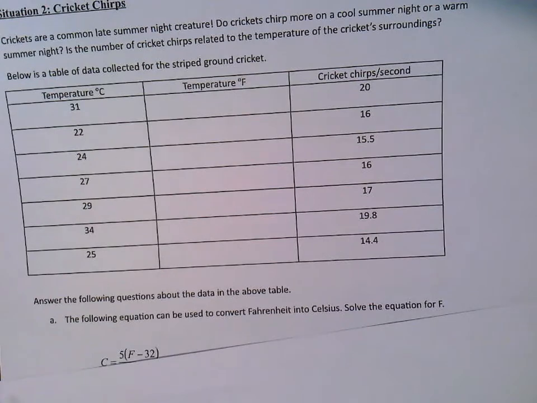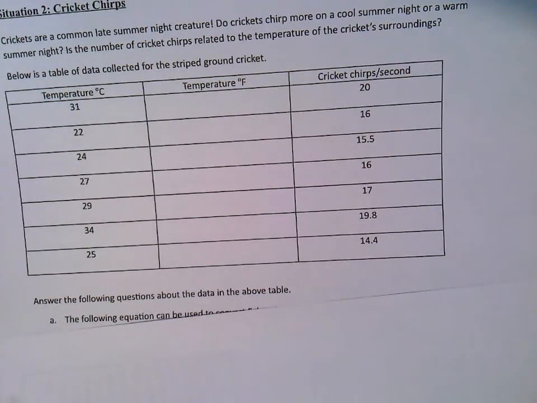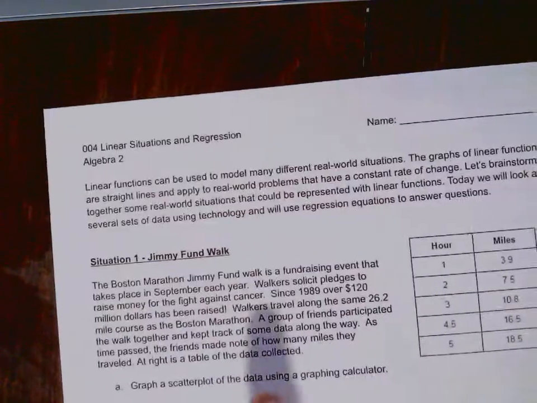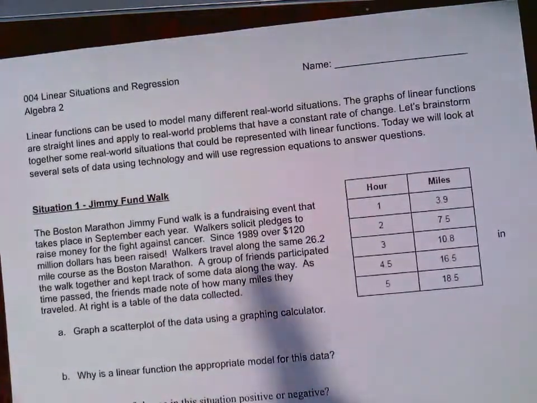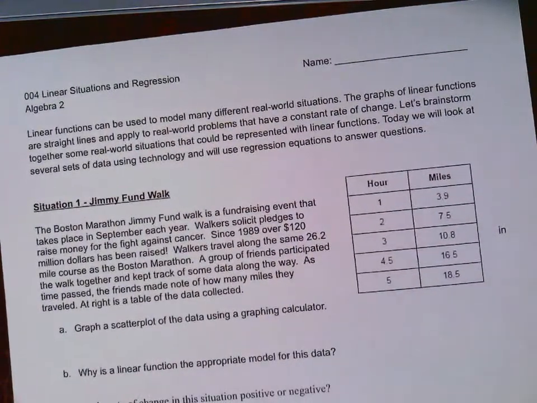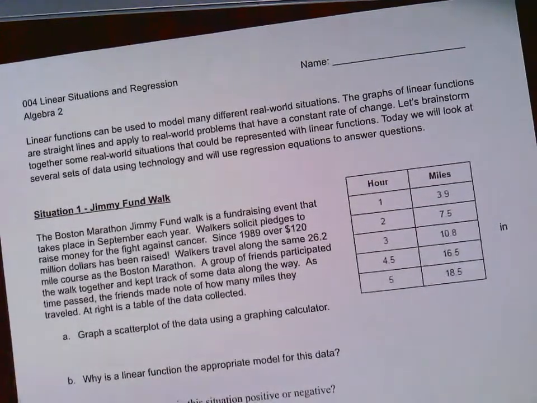And I will also be attaching a linear review Kahoot onto the agenda for today. So if people finish early this linear situation, and they send it to me, they can do a practice Kahoot on some of those linear skills. People were asking for a review of their linear skills.